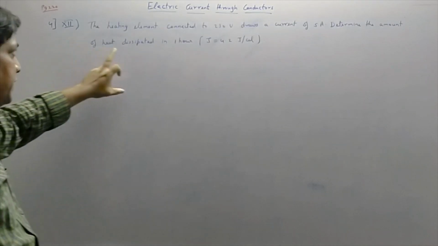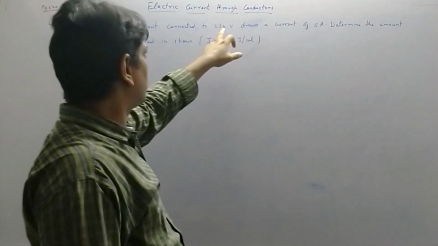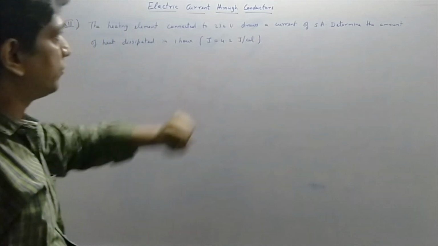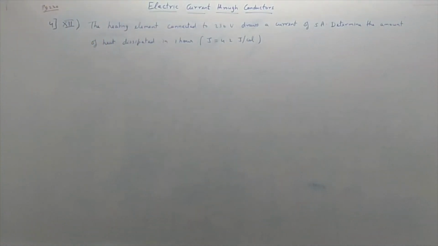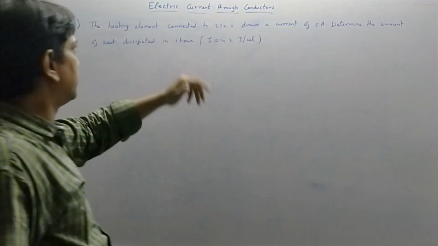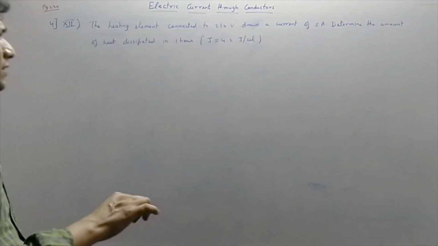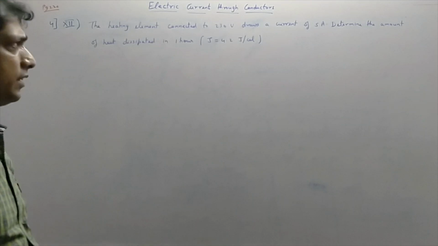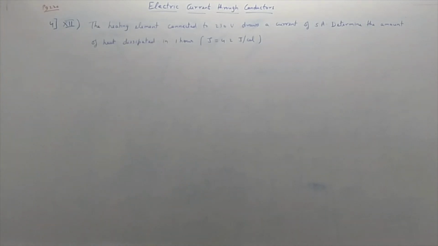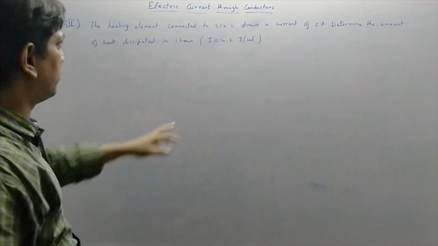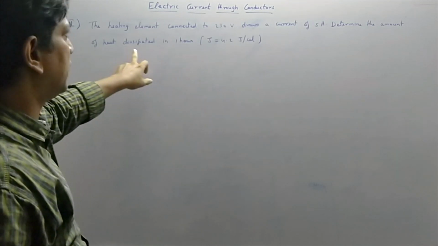Question 12: a heating element connected to a 230 volt supply draws a current of 5 ampere. Determine the amount of heat dissipated in 1 hour. So how much heat will be dissipated in 1 hour? A heating element could be in an iron or a geyser. Let us solve this.